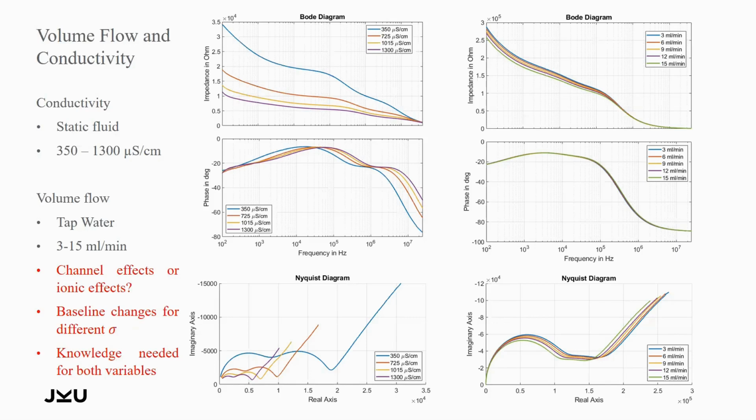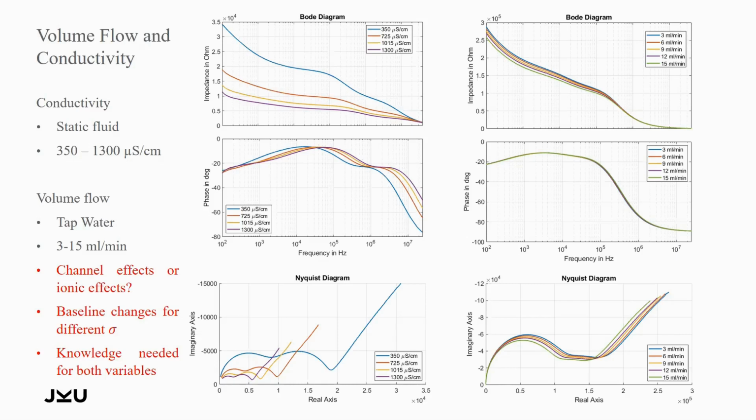For example, we can say now that knowledge is needed for both variables. And what you see here, for example, on the right-hand side, is only a very small difference between the different volume flows in the amplitude plot and in the Nyquist plot. And now the question is: is this a channel effect or is this an ionic effect?